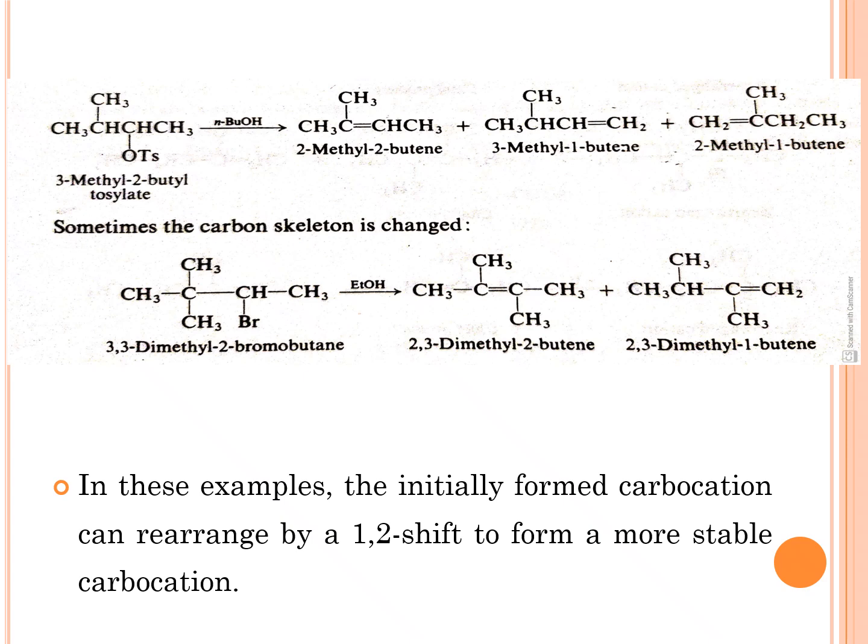And another example, 3,3-dimethyl-2-bromobutane on elimination gives 2,3-dimethyl-2-butene and also 2,3-dimethyl-1-butene. Two products are possible. So how can we assess which is the main product? The initially formed carbocation may undergo rearrangement by a 1,2 shift to form a more stable carbocation. That's why there is formation of two different products.